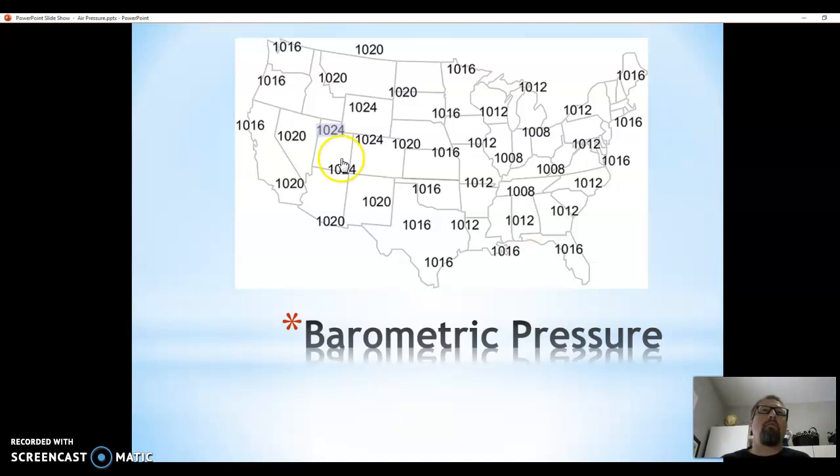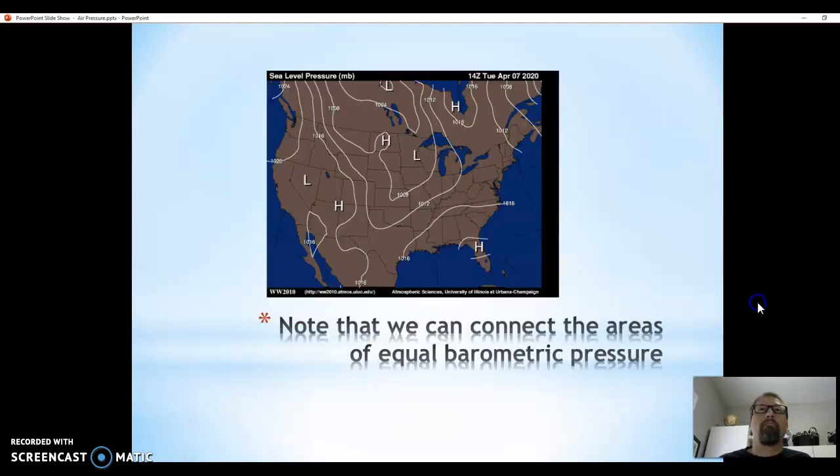But this is a good start for what we're trying to do, which is look at a weather map like this and plot the barometric pressure on it. Again, I like this because we can do this very easily. Your students can do this very easily, and it's very easy to follow.